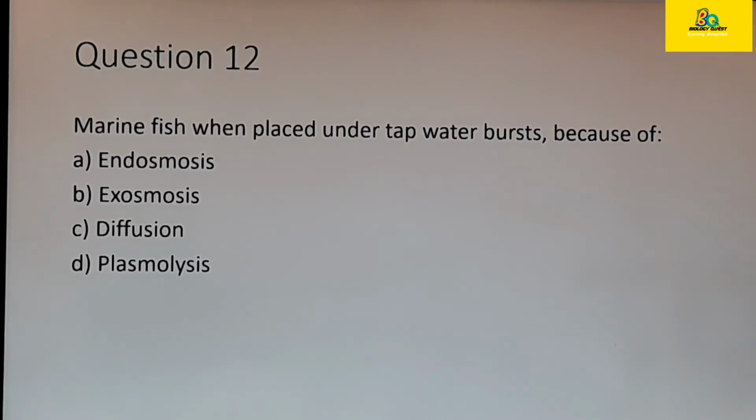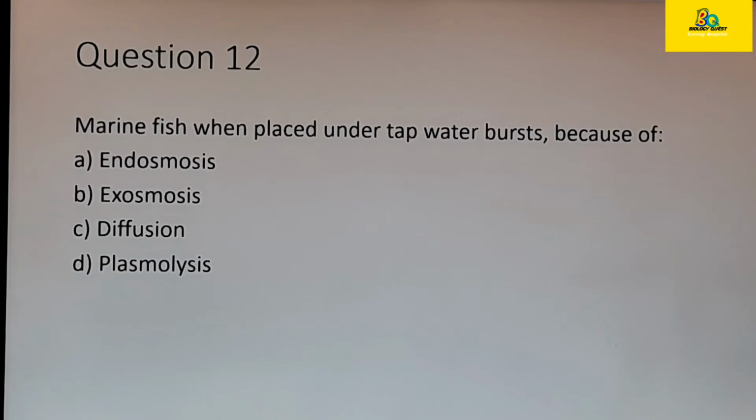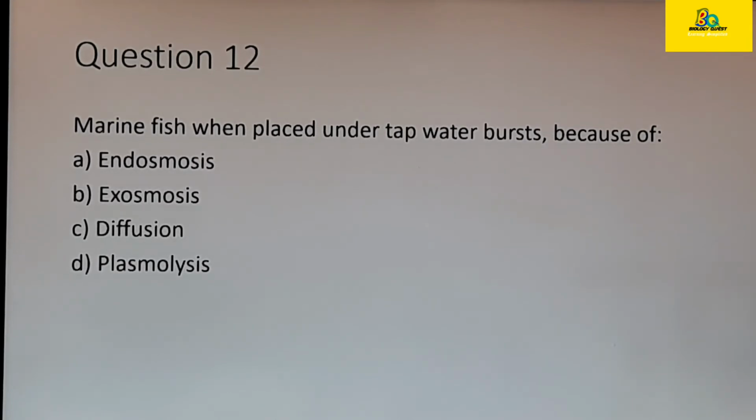Let us have a look at the other options also. Exosmosis. When does exosmosis take place? When a cell is placed in hypertonic solution. For example, if we take another question, when a freshwater fish is put in salt water, what will happen? Exosmosis will take place and the cells will shrink and the fish will die. So, exosmosis. When does exosmosis take place? When the cell is placed in hypertonic solution.